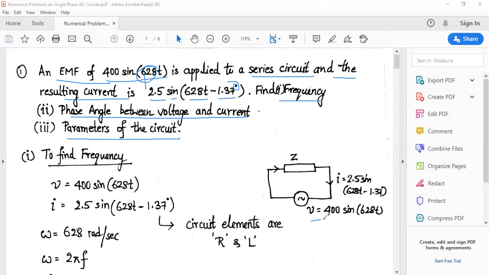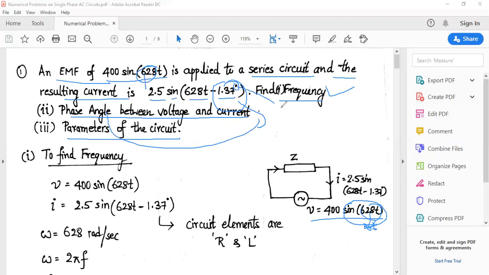Now you have an applied voltage of 400 sine 628t. So sine omega t. So omega is 628 radians per second. So you need to convert it to frequency. You will get the frequency. Next, what you have here is the phase difference, which is nothing but the phase angle.